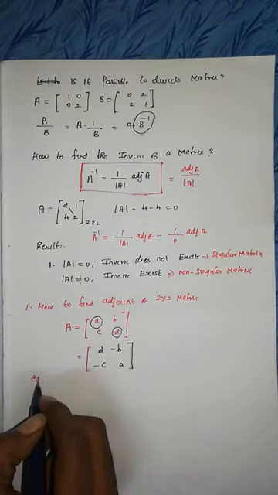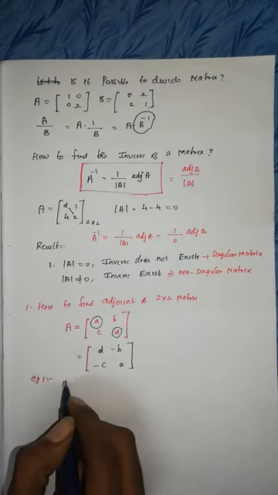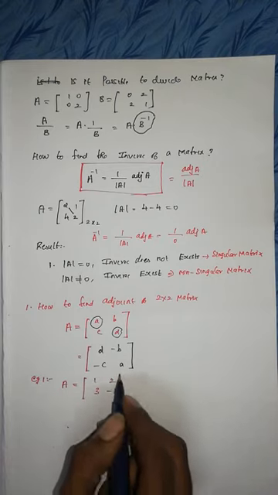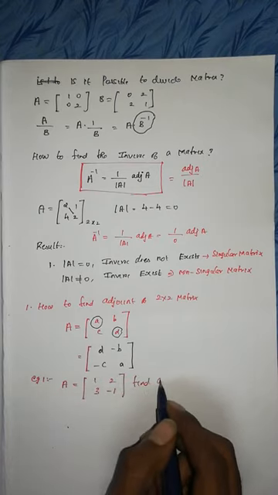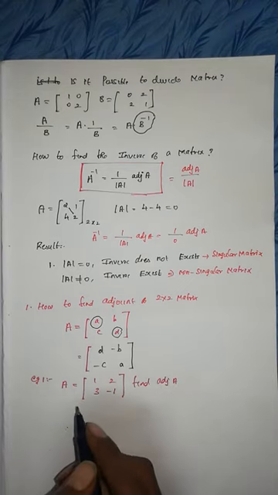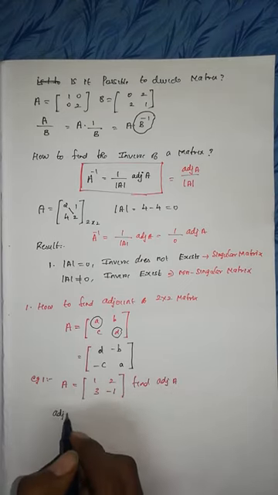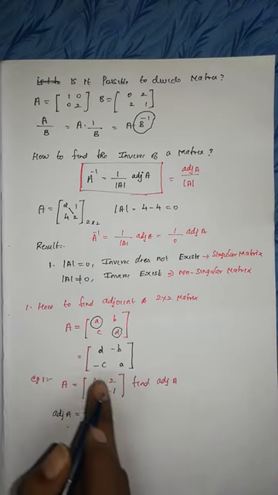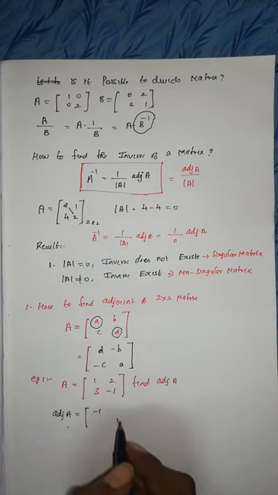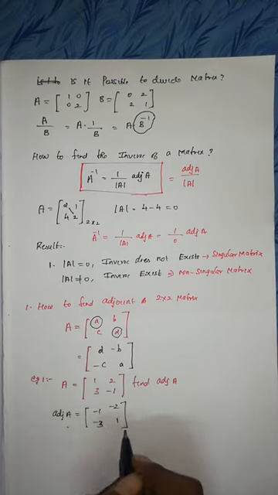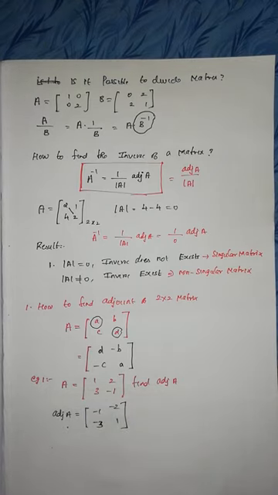So example 1. Find the adjoint of A, if A is 1, 2, 3, minus 1. So what will be the adjoint of A? First, this number has to go to this place and this number has to go to this place, so it is minus 1, 1. These two numbers remain as they are, but we multiply them by minus. So this is the answer for the adjoint of the matrix.